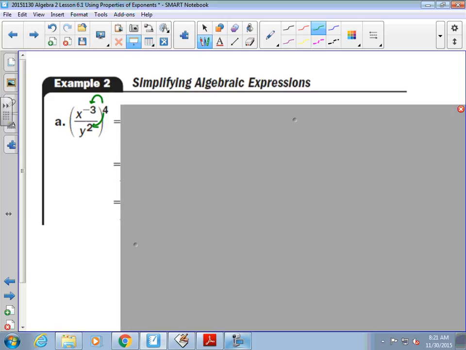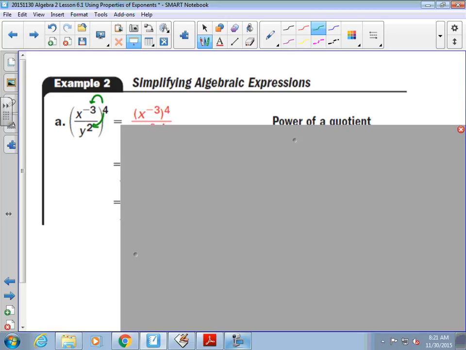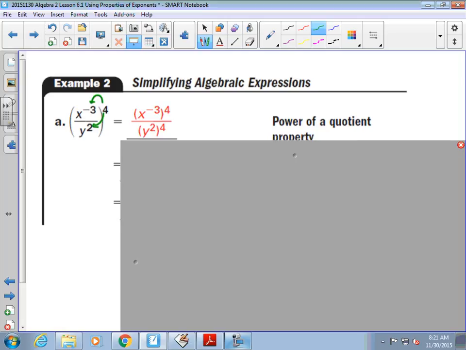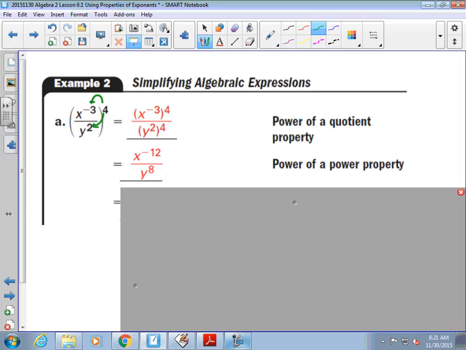So it's x to the negative 3 times 4. A power to a power means you multiply it. Negative 3 times 4, and y squared times 4. So x to the negative 3 times 4 is x to the negative 12. Y to the 2 times 4 is y to the 8th. Only in scientific notation, which we'll look at all the way at the end of this lesson, are negative exponents acceptable. Right here we have negative 12.